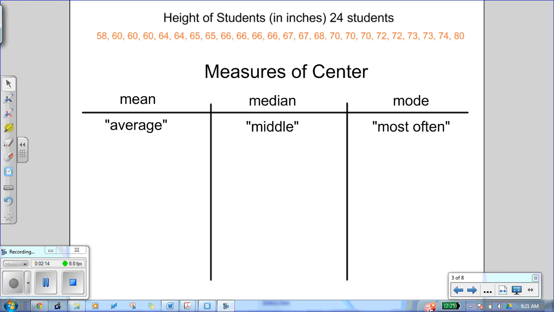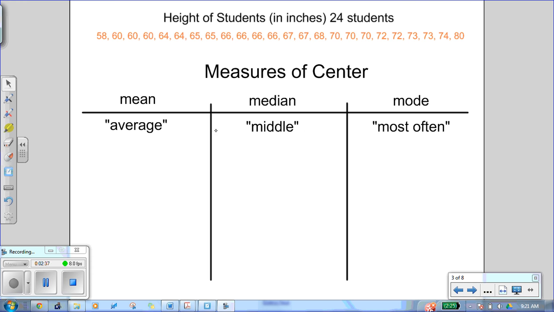Obviously you can see we have several students at the same height. For instance, we have two students that are both 65 inches tall. So the first thing I'm going to do is organize that. Now what we're going to do is break down this data and find the measures of center. If I say, what's the center of the data? Well, there are three different types of centers, and they are the mean, median, and mode.